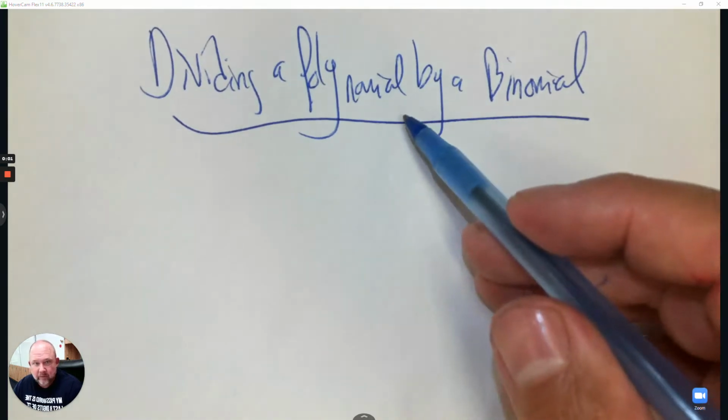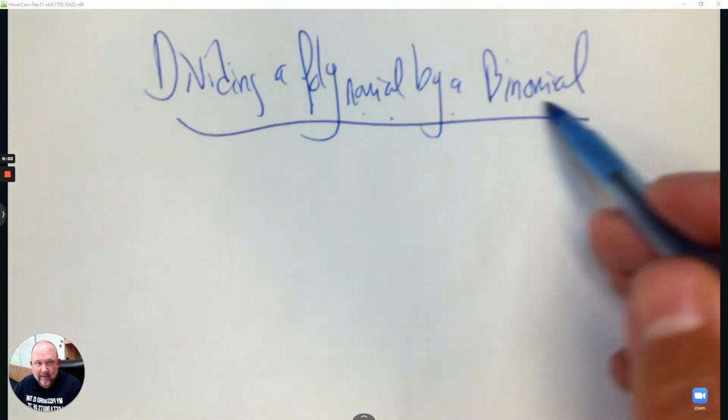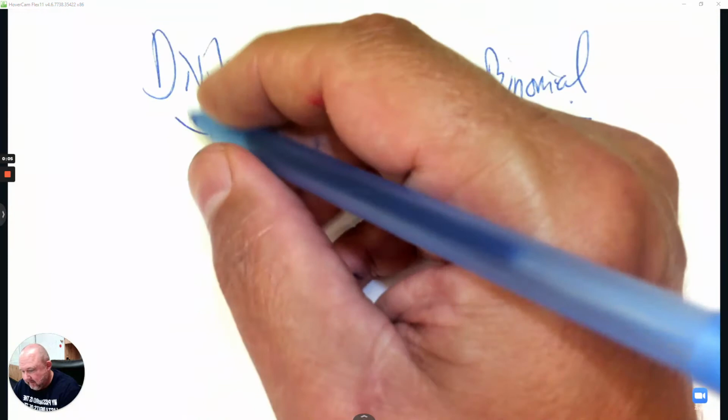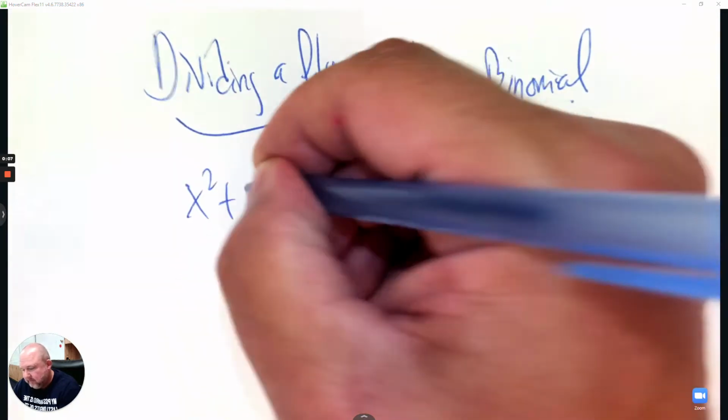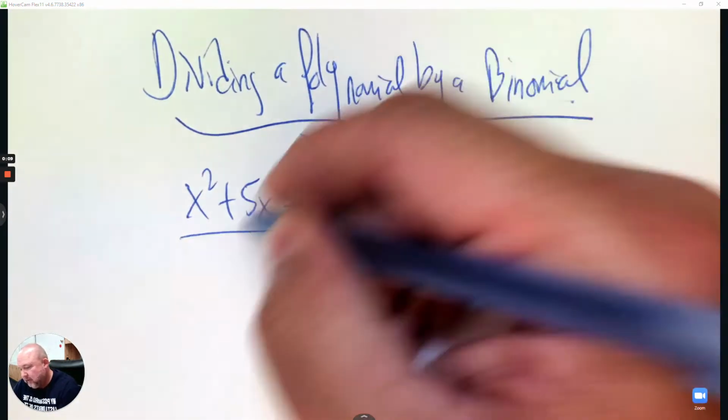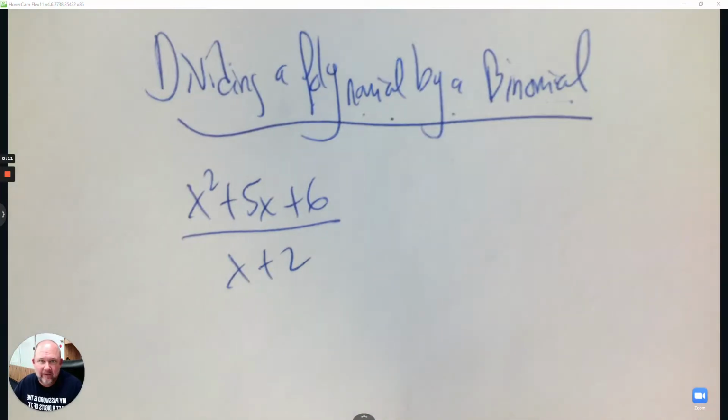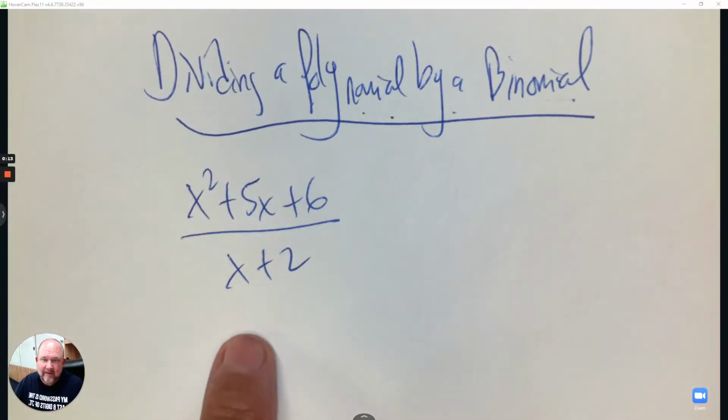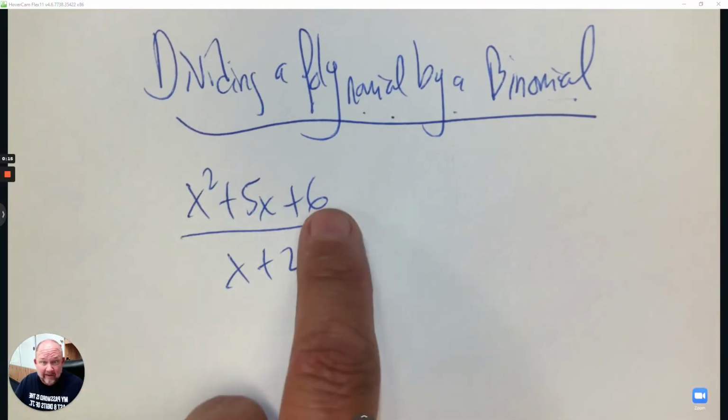Alright, here's your review, dividing a polynomial by a binomial. In these, you're going to get a question where you have a numerator and a denominator, just like that. And to be able to divide these, we need to take the numerator and factor it.